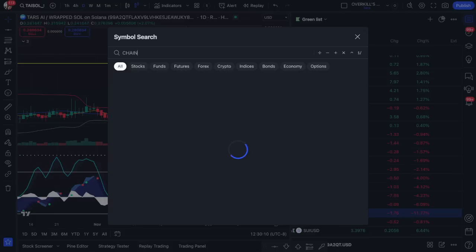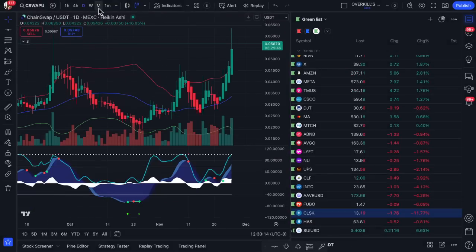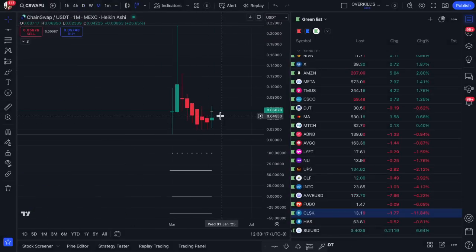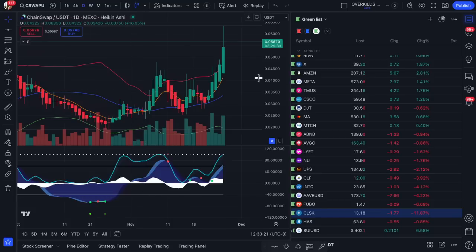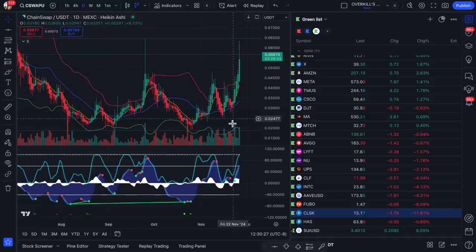Chain swap. Been hearing some stuff about this. A lot of meme pumpers on this one. Not sure what this is, but it does have a green monthly there. That looks really, really good. It is getting up here toward profit taking territory on the daily. So again, keep inching your stop loss up on this one.